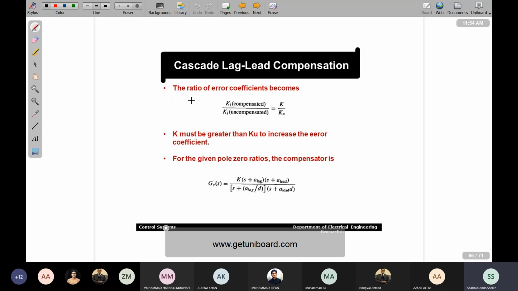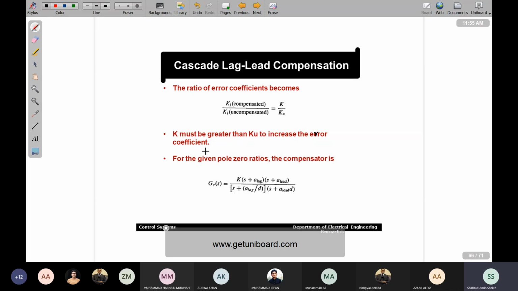So the ratio of the error coefficients will become as Ki compensated over Ki uncompensated. That would be K over Ku, and K must be greater than Ku to increase the error coefficient. ठीक है, so आपको अपना error coefficient increase करने के लिए this is in fact double R.